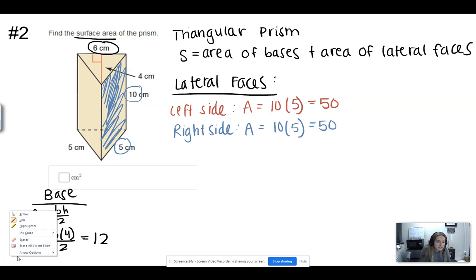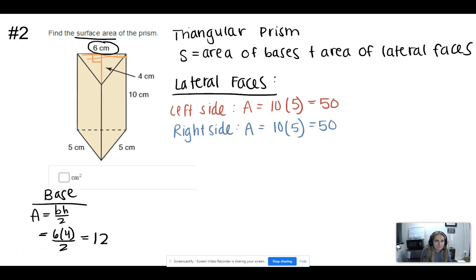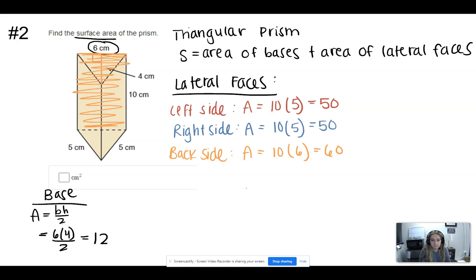And then finally, my last thing that I want to find is that backside. And the backside, you kind of have to envision it a little bit. That backside is just going to be this rectangle right here. And that's going to be, well, I know that the length is 10 and then the width is 6 because the width is right there. So 10 times 6, and that's going to give me 60.